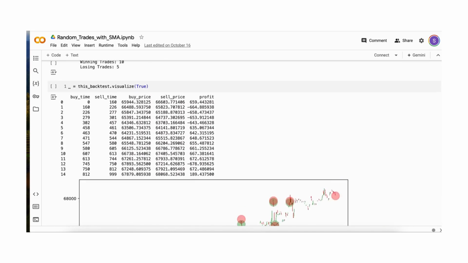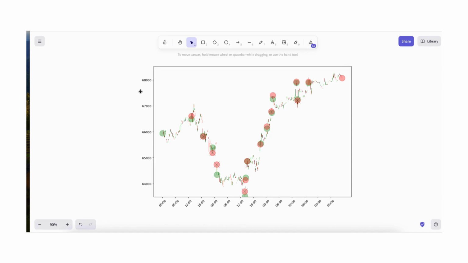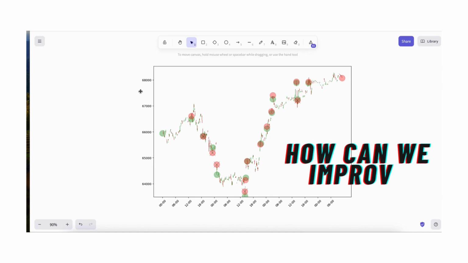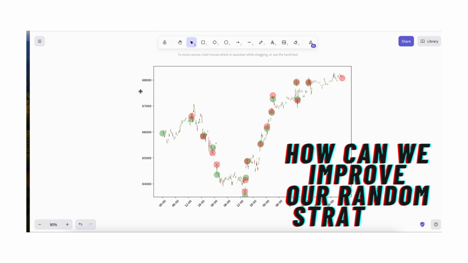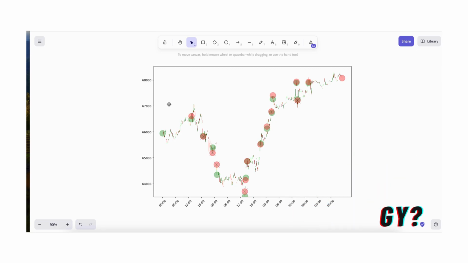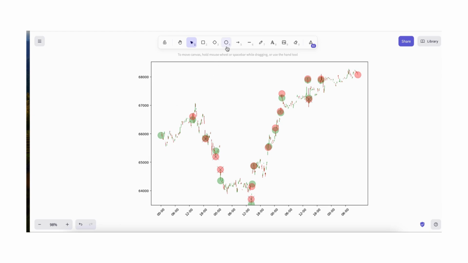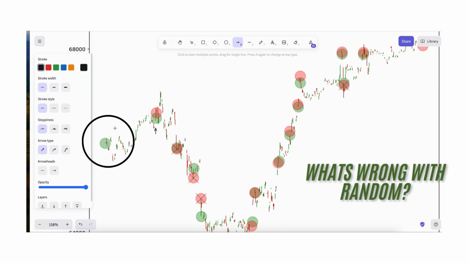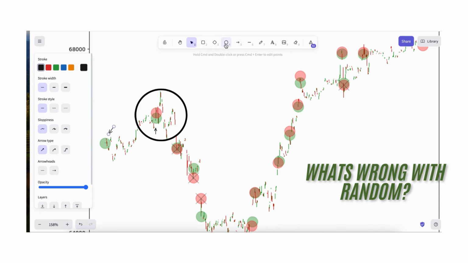So we will start by looking at our previous video where we looked at a random trading strategy and we built this backtesting library, which we tested using the simplest strategy, which is the random trading strategy. So let's first understand what happened when we tested out our random trading strategy. The green circles are where we entered a trade, such as one here, and the red circles indicate where we exited the trade, such as here.